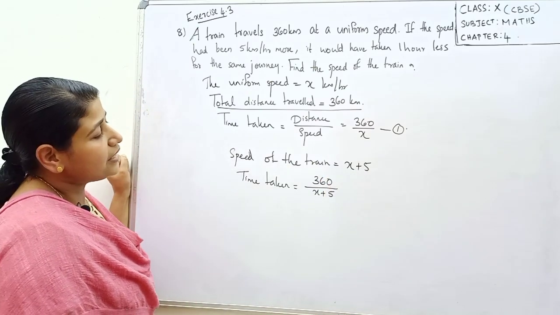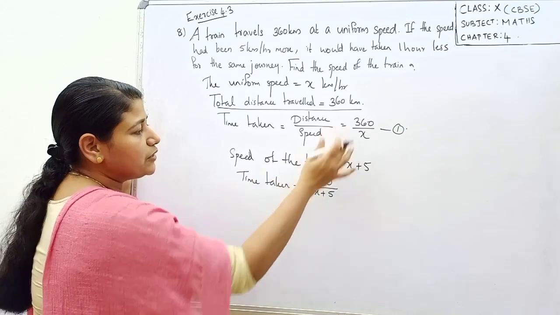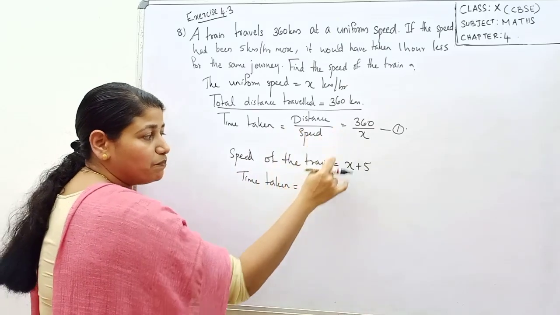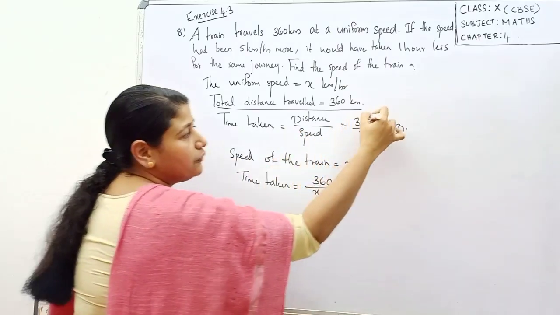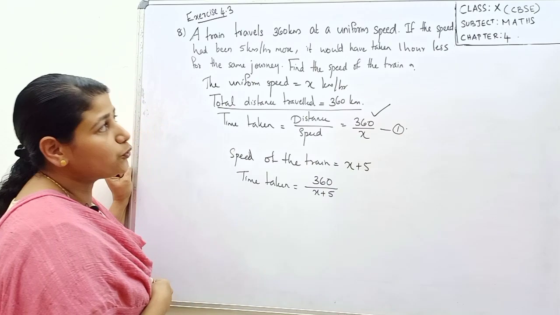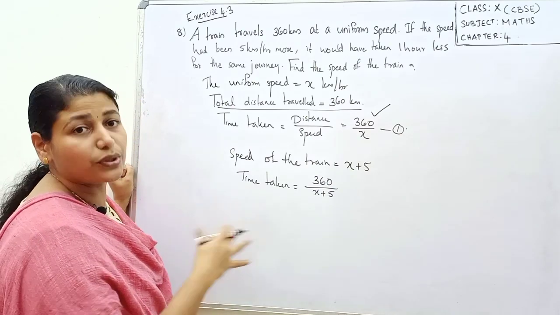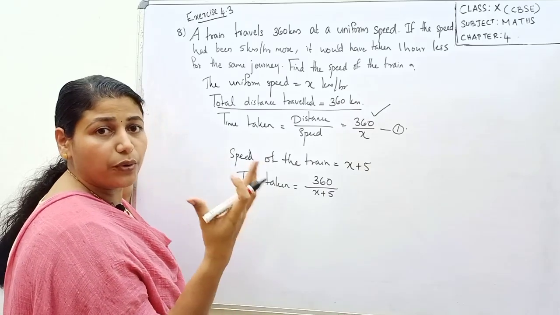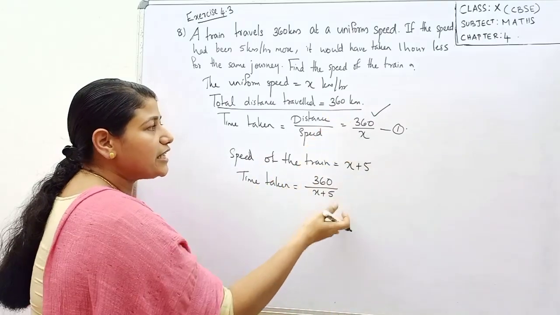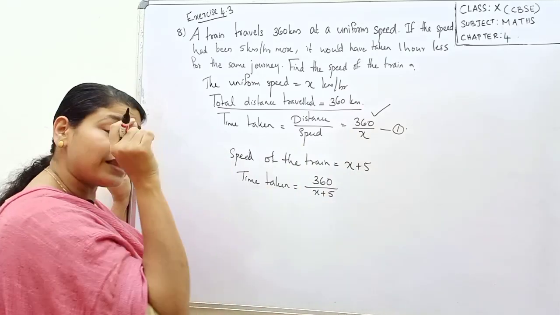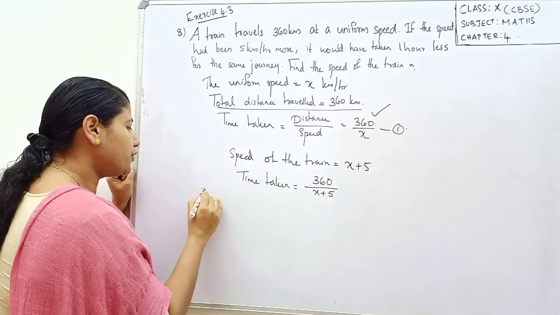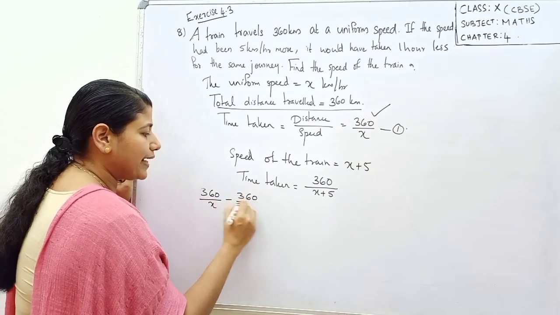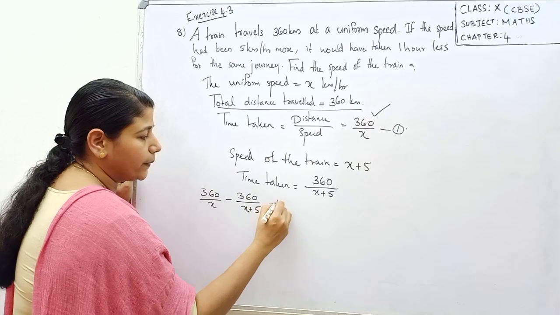And we know that if this is the time taken, the difference between these two will be 1 hour. This will take 1 more hour to cover the distance, isn't it? If you take this one, you have to take 1 hour more to complete the journey. So the difference between these two times will be 1. So we will use that here: 360 by x minus 360 by x plus 5 will give you 1.